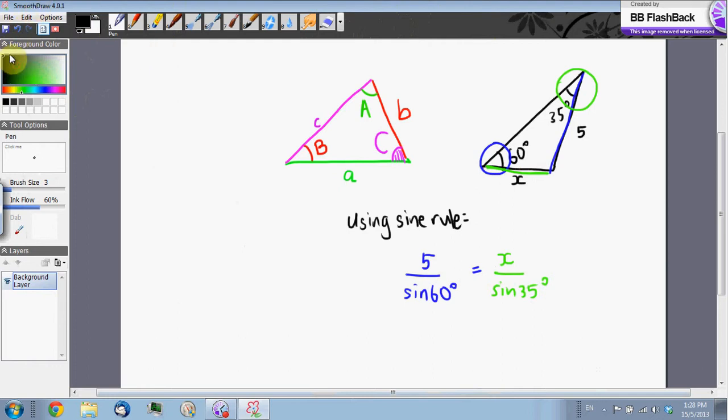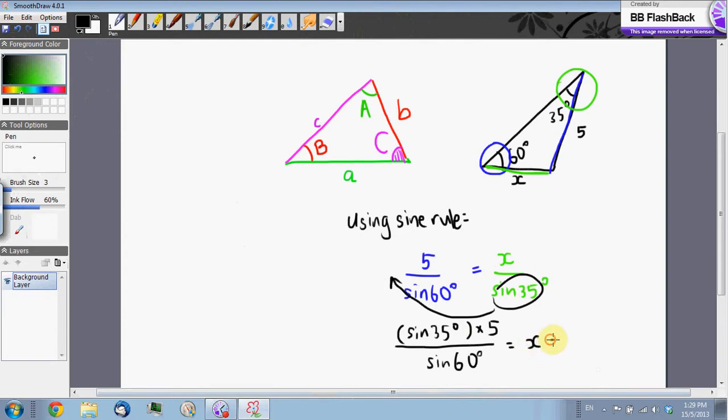So bringing this over, it becomes that sine 35 degrees times 5 divided by sine 60 degrees is equals to x. And the answer for x will be 3.311 if you type it into your calculator. So remember that the angles are in degrees. As you can see, it's a very straightforward way of solving.